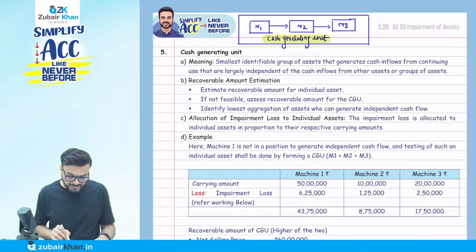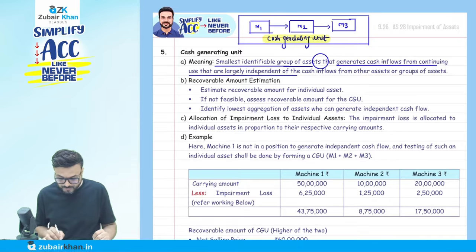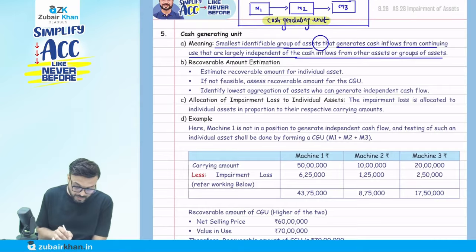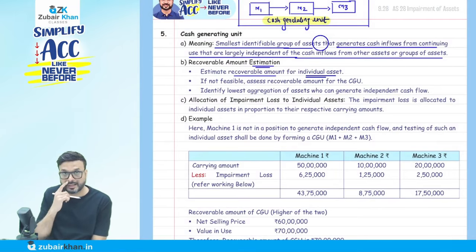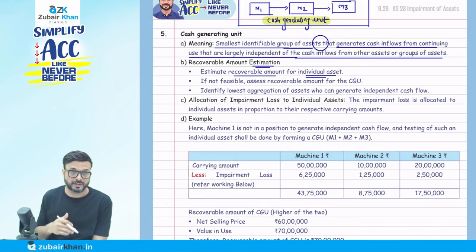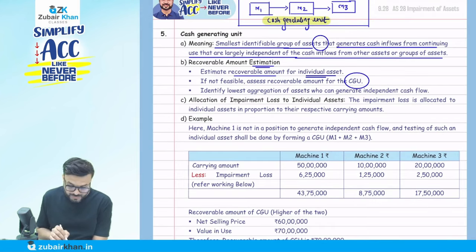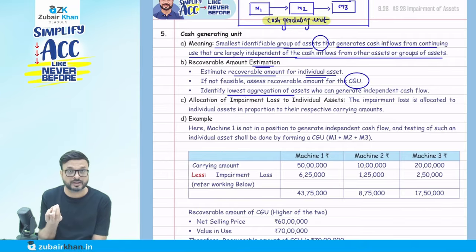They say it is the smallest identifiable group of assets that generates cash inflow from continuing use that is largely independent of the cash inflow from other assets or groups of assets. For recoverable amount estimation, we estimate the recoverable amount for the individual asset. If that is not feasible, then we have to create the CGU. Identify the lowest aggregation of assets, and make the smallest group of assets that is able to generate cash.